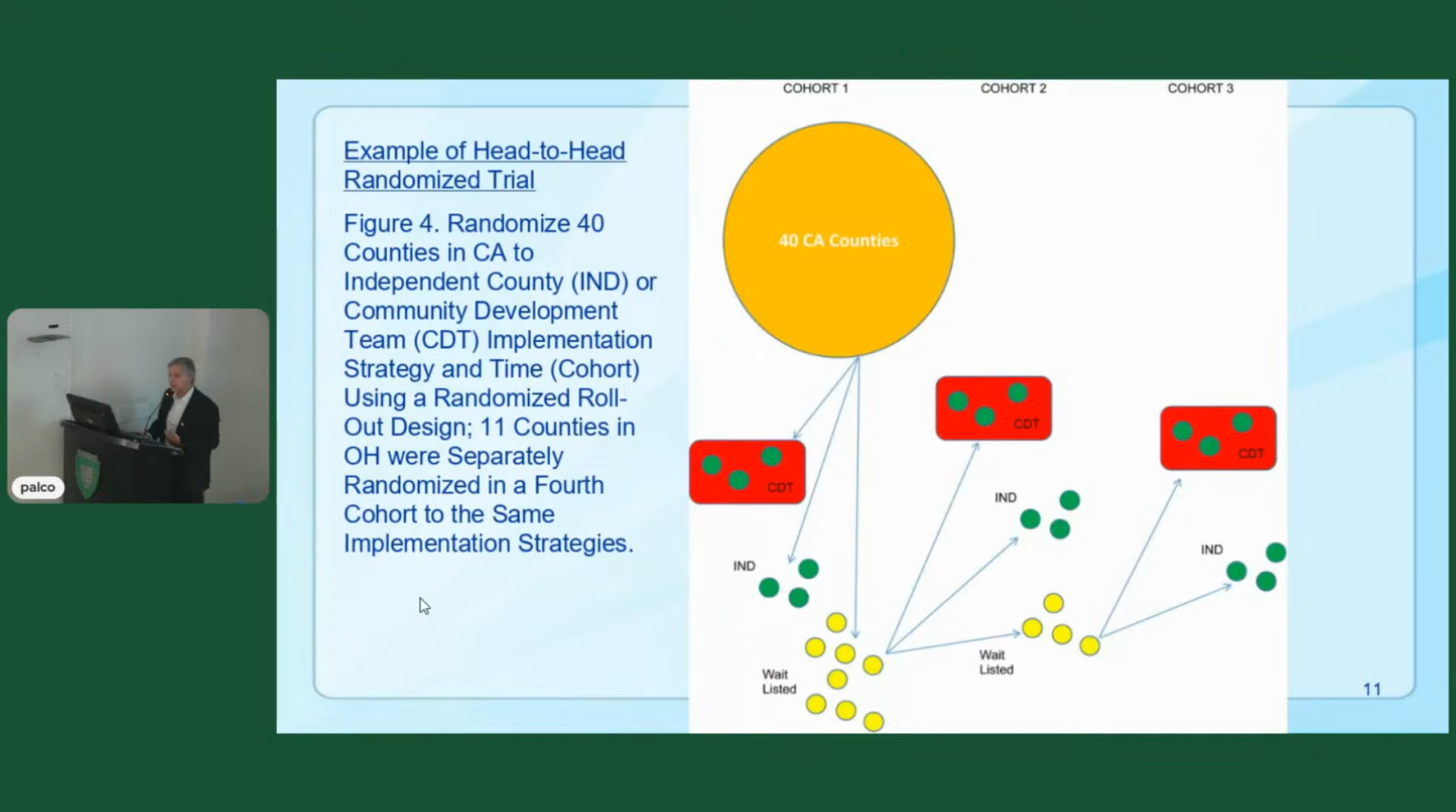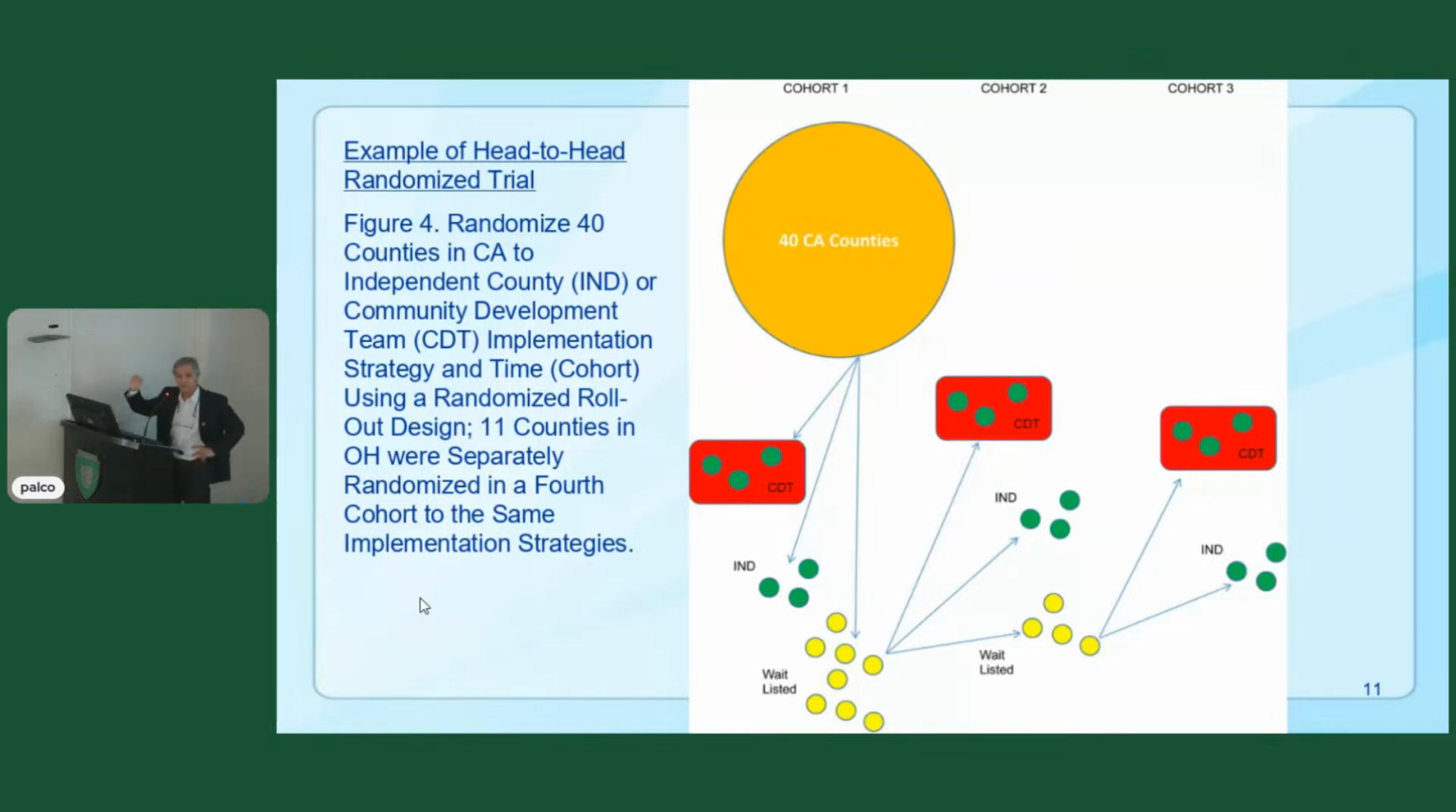There's all these variations on the head-to-head. Here it's more like a clinic, but it could be public health. Let me read this one. Randomized 40 counties in California to independent county or community development team implementation strategy and time. So you create cohorts of two groups, the IND and the CDT. The IND is independent county, and the other one is community development team, using a randomized rollout design.